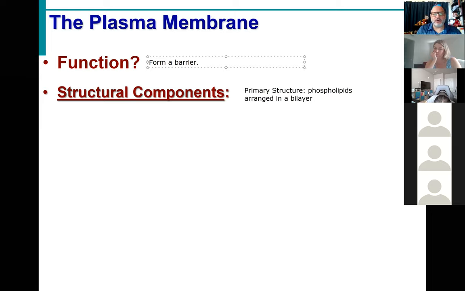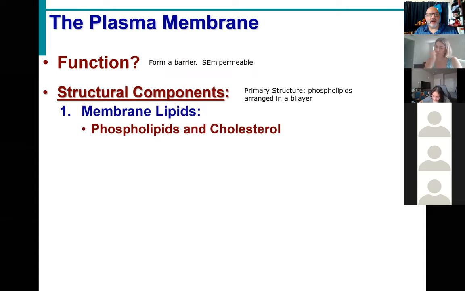Exactly, there's the magic word we are looking for. It is a semi-permeable barrier. It allows some things in, but not others. And those phospholipids with that core tail that is hydrophobic helps to form that. So obviously our membrane lipids are very, very important. And again, we talked about how it is the hydrophobic and hydrophilic characteristics of them that allow this to occur.